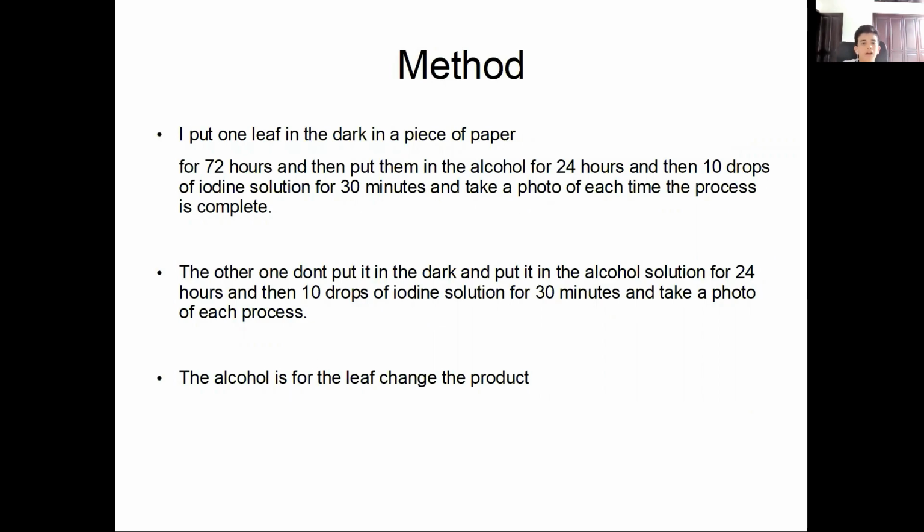Method: I put one leaf in the dark in a piece of paper for 22 hours, and then put it in the alcohol solution for 24 hours, and then added 10 drops of iodine solution for 30 minutes. Each time a process was completed, I took a photo to see if it was correct. The other leaf, I didn't put in the dark, and I made the same process and took the photos.